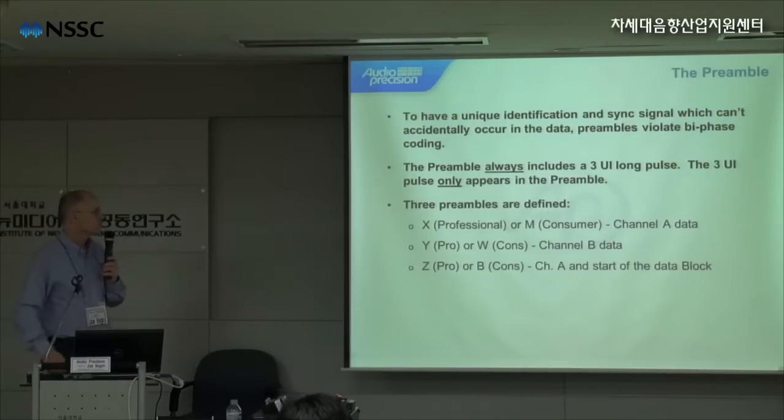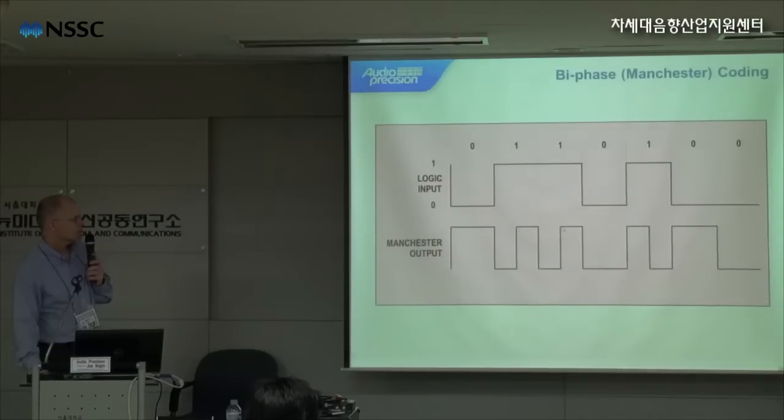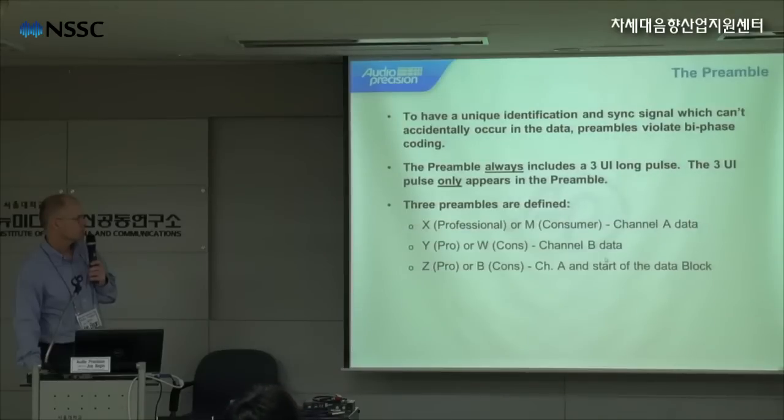So the preamble is to have a unique identification and sync signal which can't accidentally occur in the data. The preambles violate the biphase coding. The preamble always includes a 3-unit interval long pulse. The 3 UI pulse only appears in the preamble. So this unit interval, if we back up to the signal here, you can see that this represents a 1 in the biphase coding, and this little half of a time slot is called a unit interval. It's the smallest interval that is needed to represent the data at the physical layer. So the preamble always includes this 3 UI long pulse, and this pulse only appears in the preamble.